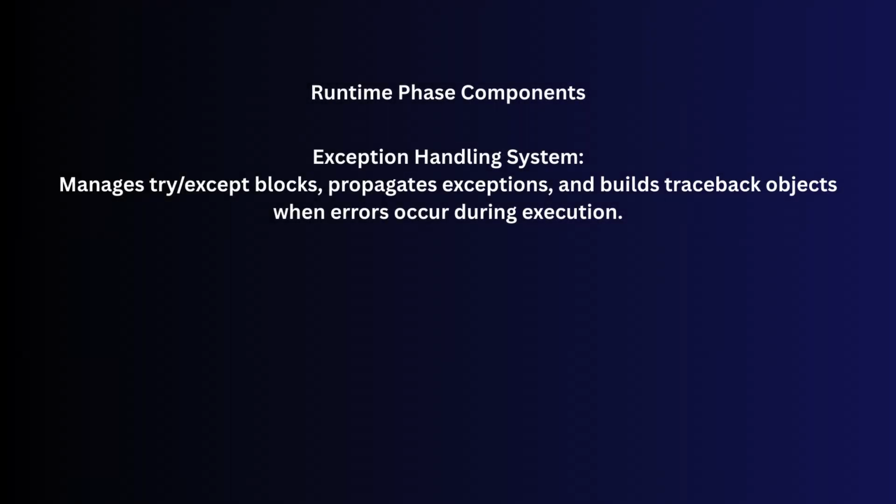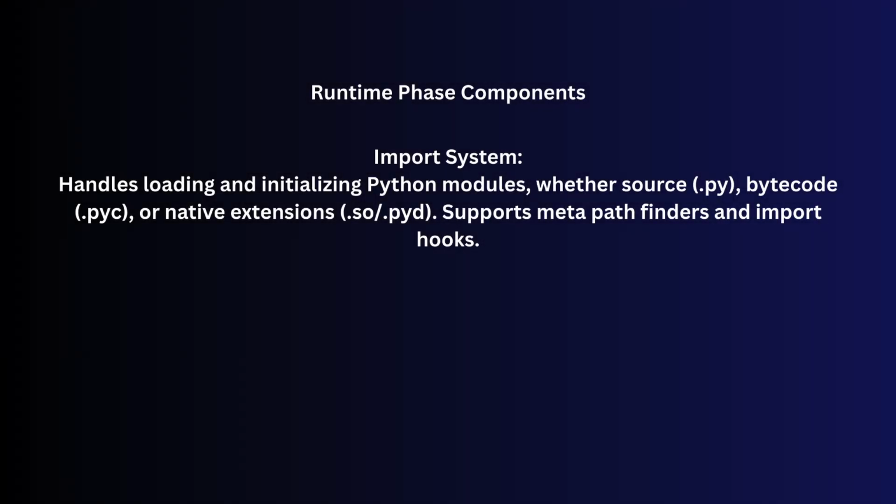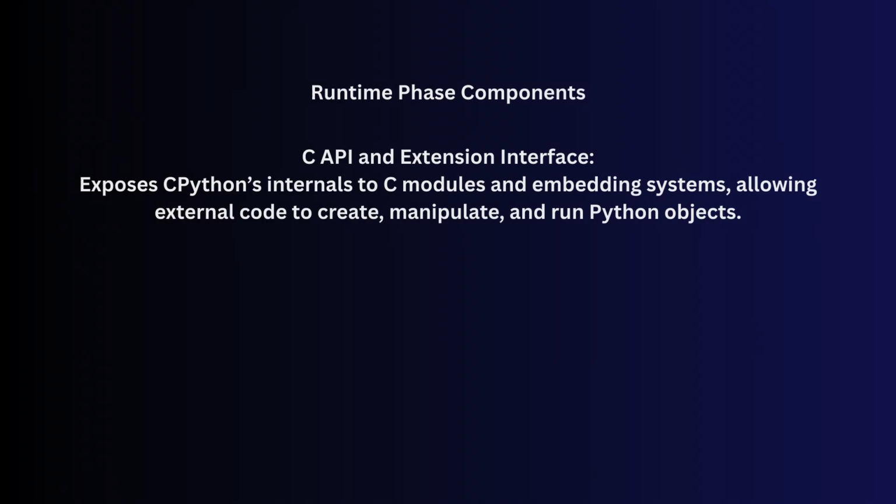The exception handling system manages try-except blocks, propagates exceptions, and builds traceback objects when errors occur during execution. The import system handles loading and initializing Python modules, whether source, bytecode, or native extensions. It supports meta path finders and import hooks. The C API and extension interface exposes CPython's internals to C modules and embedding systems, allowing external code to create, manipulate, and run Python objects.